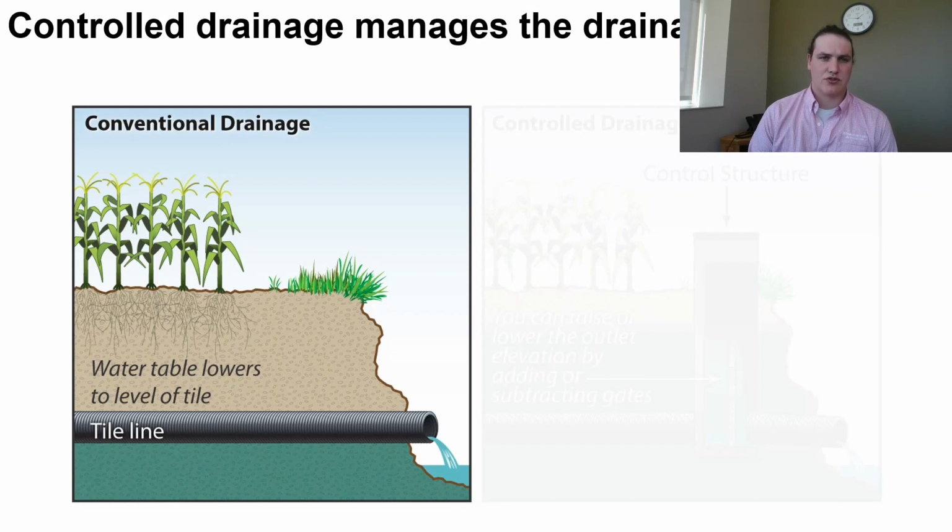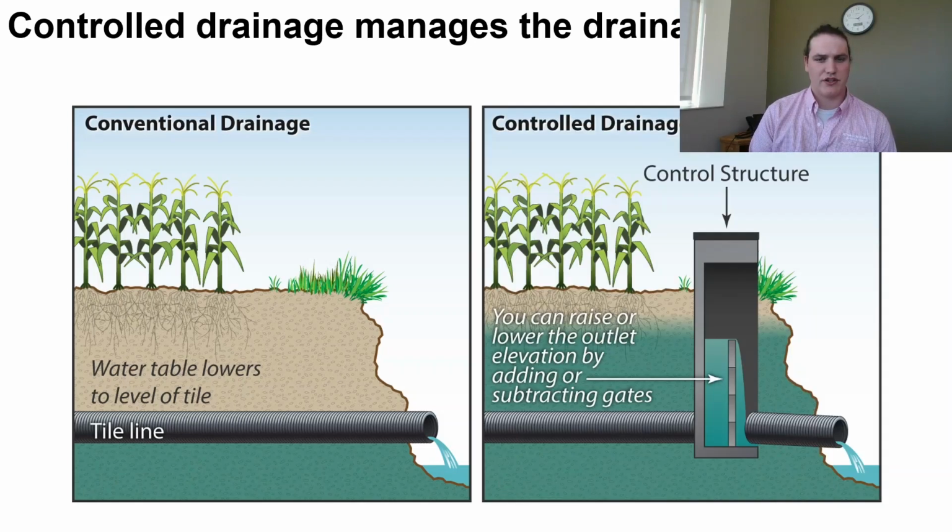Controlled drainage manages the drainage outlet. Most farm fields in Iowa and across the Midwest have tile running through them. Otherwise, our ground would be too wet, we wouldn't have the yields, and we wouldn't have the profitability and productivity that we do. So we have a lot of tile lines, which makes us as productive as we can be. The tile line lowers the level of the water table in your fields. Controlled drainage puts a control structure in there, so now you're able to control the water table.